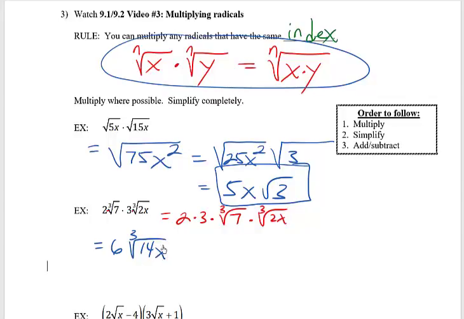However, I know I don't have enough x's. It takes at least 3 of those. And 14, if you check the perfect cube list, there are no numbers on that list that go into 14. So I have no way to break it down any further. This would then be the final answer to the problem.